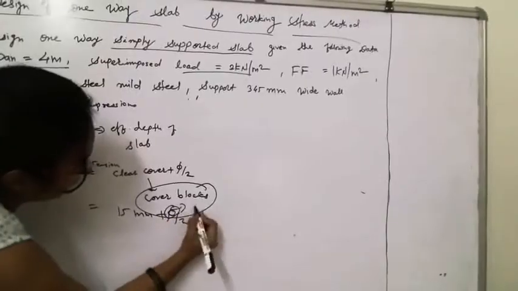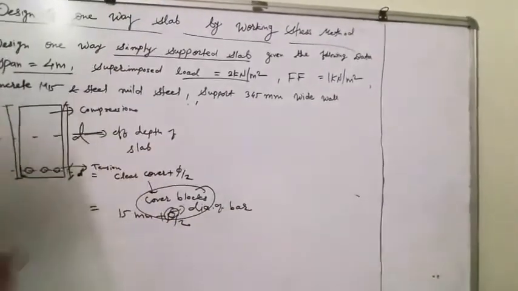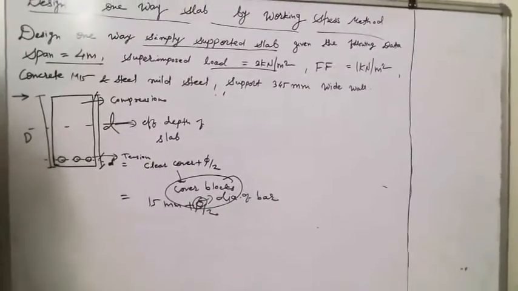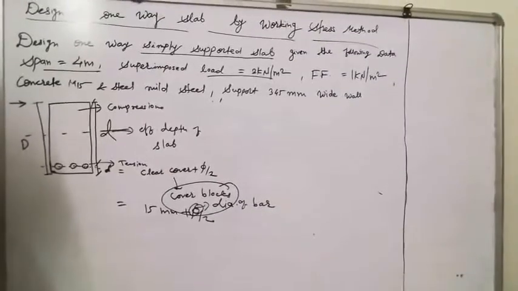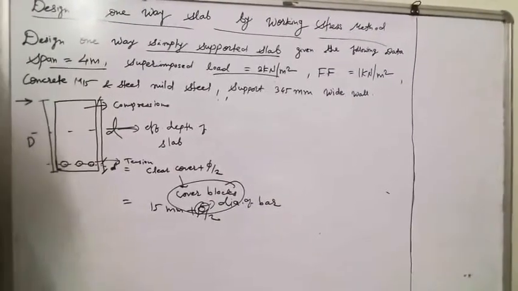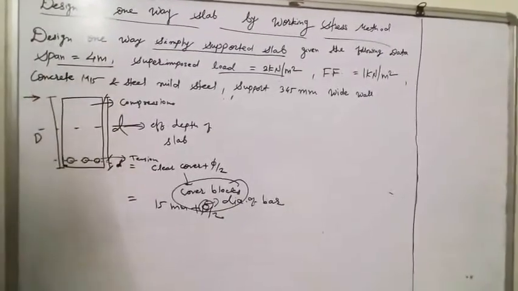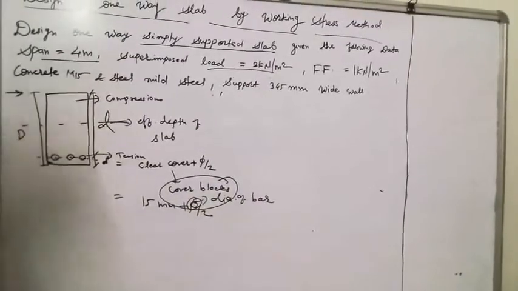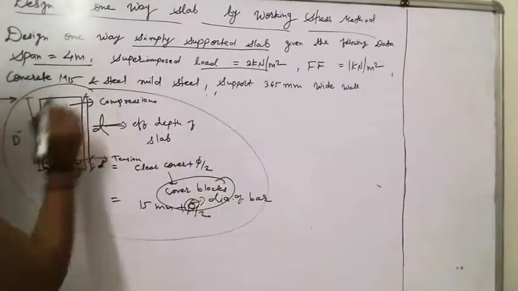Phi, what is the phi? It is the diameter of the bar. The bar which we are going to use may be 8 mm, maybe 18 mm, 20 mm, or 32 mm. It depends on the situation. As you do practice, you will get the diameter of bar easily. You can identify it. So, did you get that one? Yes.